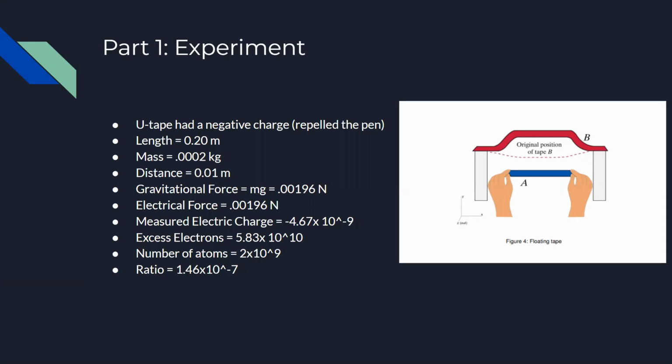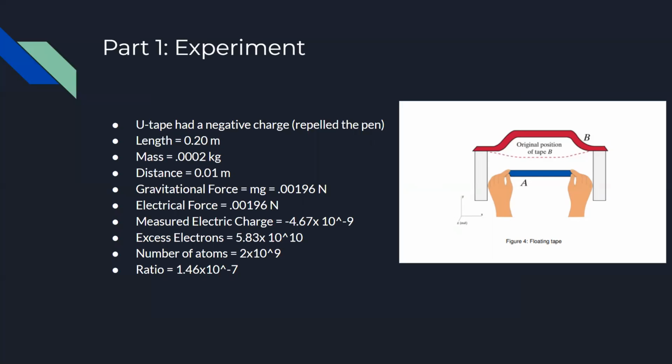As we go into this, we knew that the length of the tape was 0.2 meters, and the mass is 0.0002 kilograms, based on an estimation of 1 gram per 1 meter on the tape. And I got a distance to be 0.01 meters, which I believe is too small, but I'll get into that in a little bit. Gravitational force is mass times the acceleration of gravity, which is 0.00196 newtons. And that's equivalent to the electrical force at that distance. And the measured electrical charge then is negative 4.67 times 10 to the negative 9th.